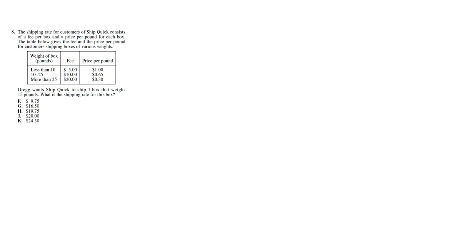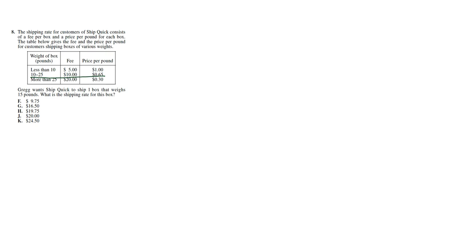The shipping rate for customers of ShipQuick consists of a fee per box and a price per pound for each box. The table below gives the fee and the price per pound for customers shipping boxes of various weights. So Greg wants ShipQuick to ship one box that weighs 15 pounds. What is the shipping rate for the box? So we're looking at this row right here. So we got 15 pounds.